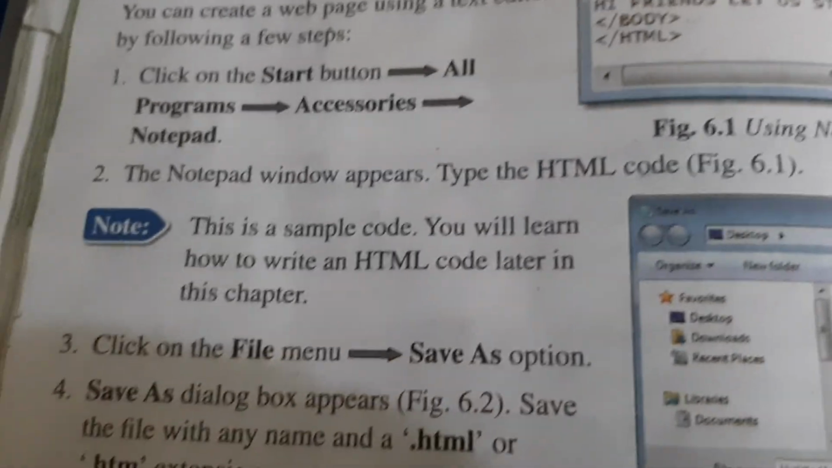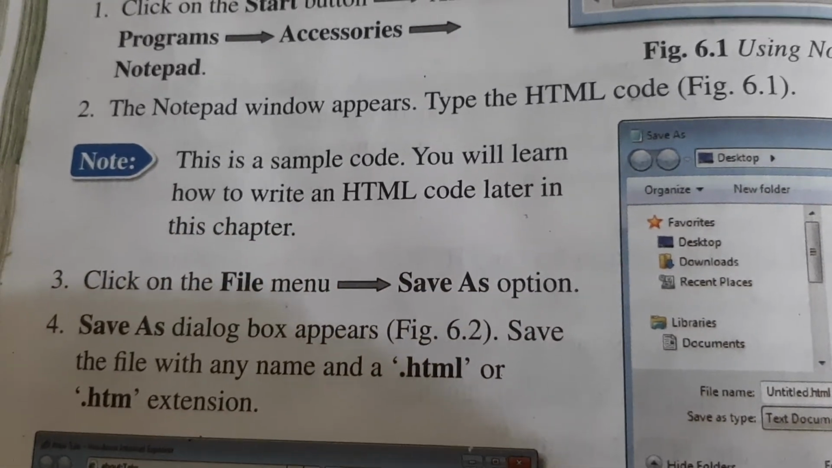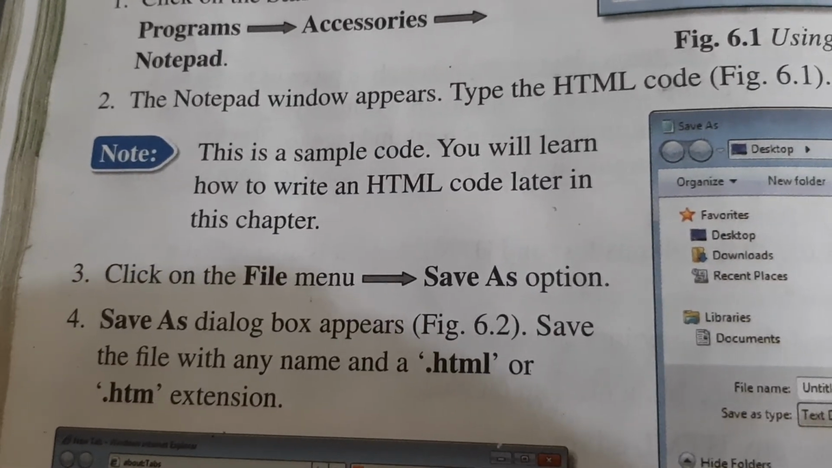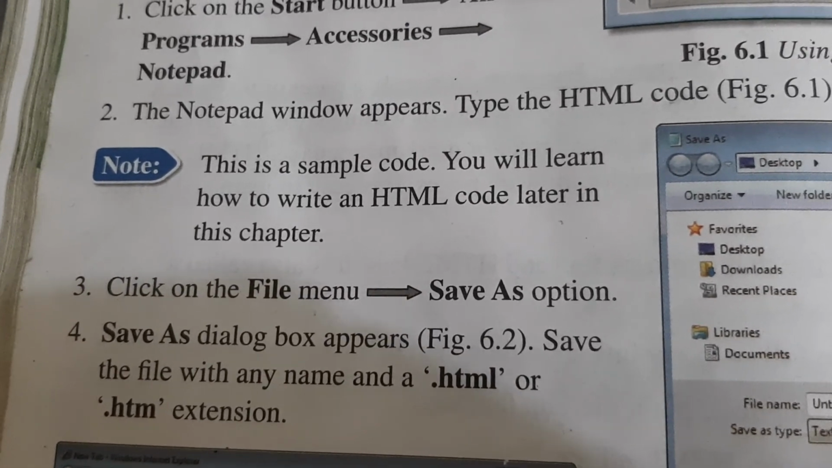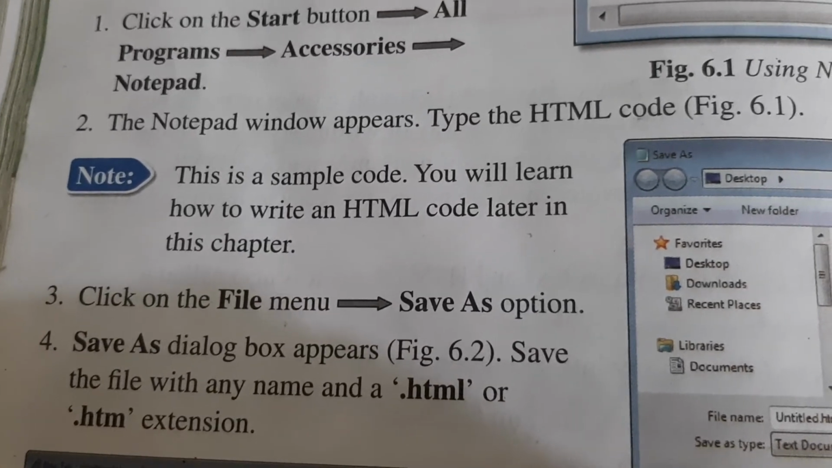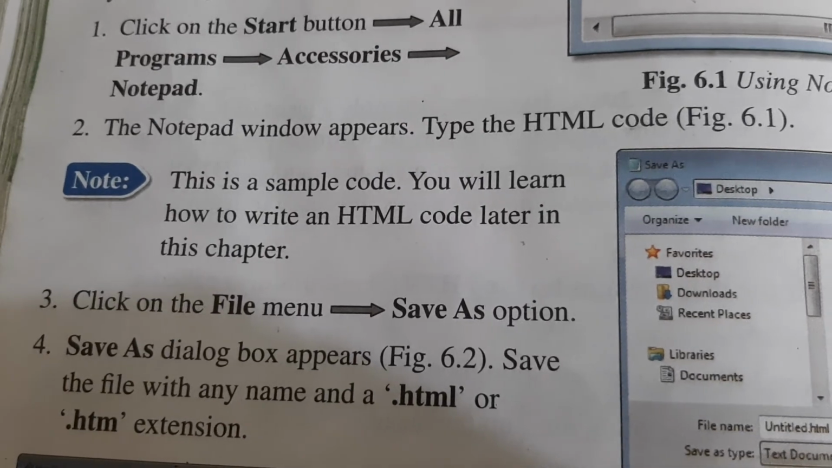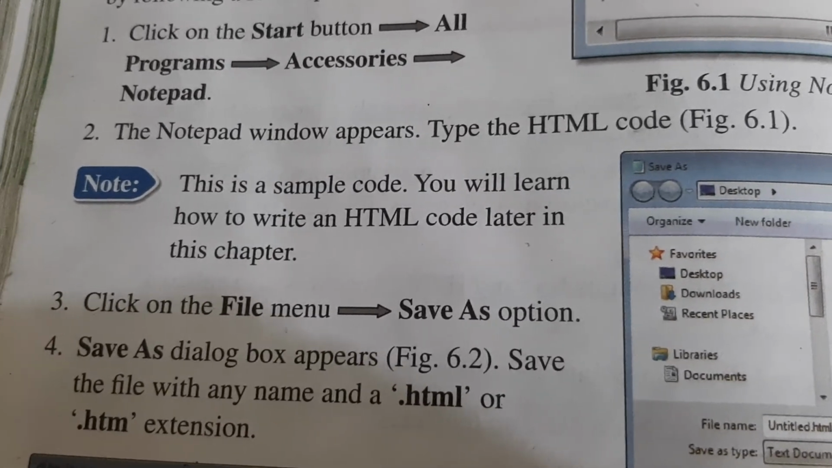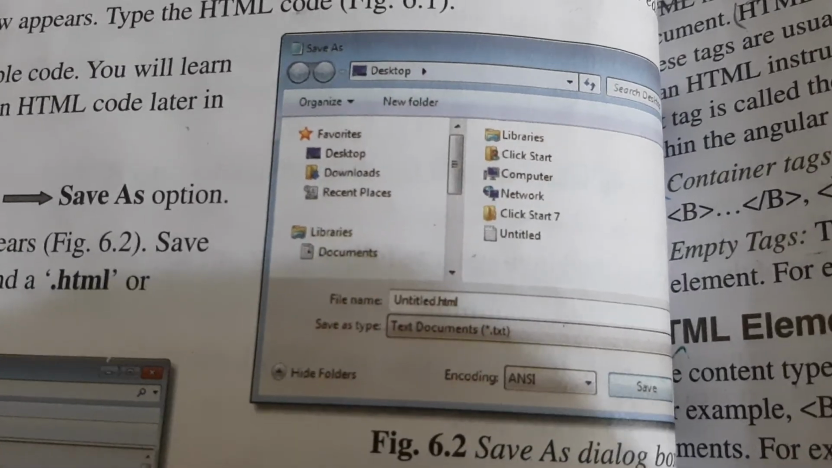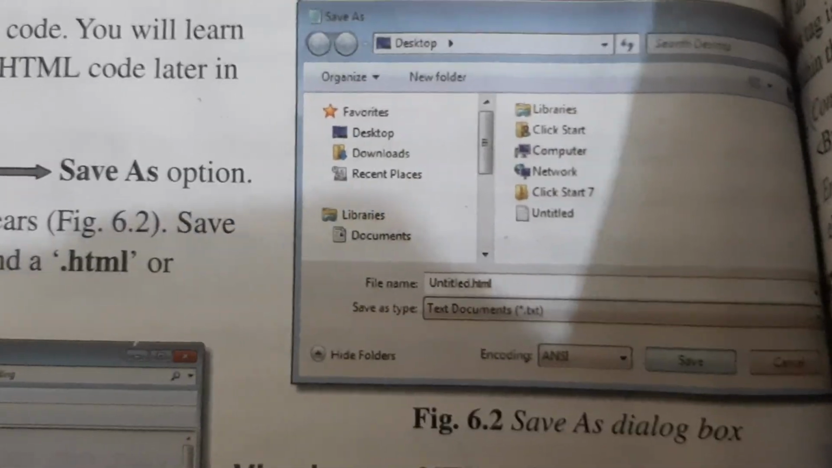After writing the code, click on the File menu, Save As option. The Save As dialog box appears. Save the file with any name and .html or .htm extension. Means, students, you will write down the file name with .html extension and save it. Figure 6.2, Save As dialog box.